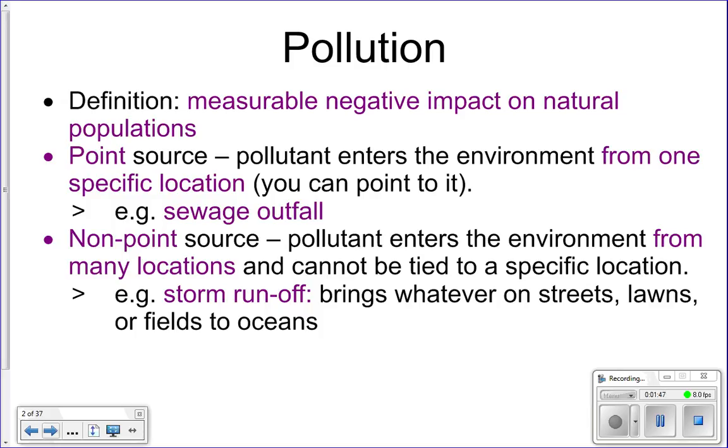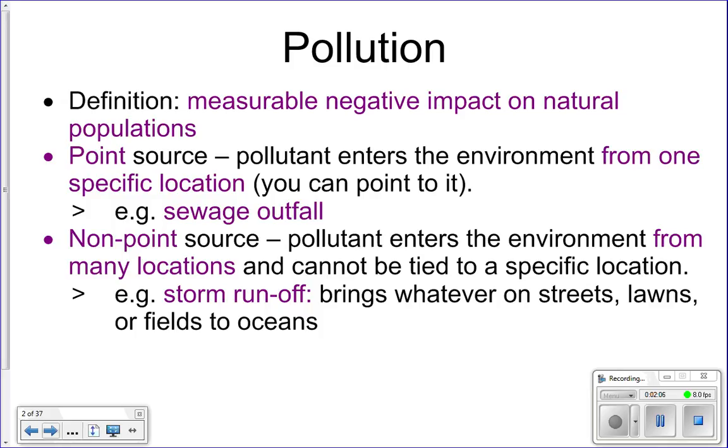Point source pollutants are things that you can point to the source, like where it came from. So those would be things like if a sewage plant spilled a bunch of sewage into the ocean, we know exactly where that pollution came from. We can point to the source. So it's a point source pollutant.